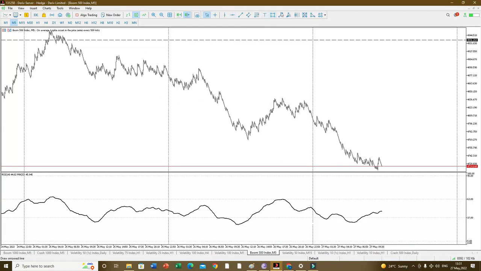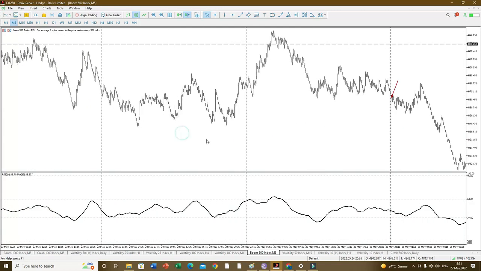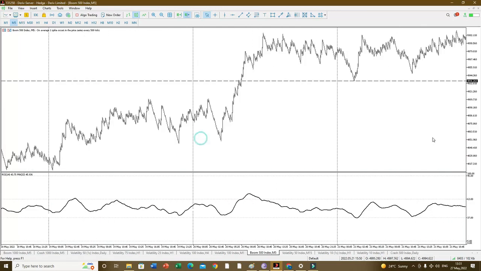Why period separators? If you look at this very point, this is where yesterday actually started from, then this is where yesterday ended. So this tells you that the previous day was bearish. So on Boom 500, I'm not going to be doing anything, I'm going to leave this. Let's look for a position where the previous day was bullish, then we start our analysis from there.